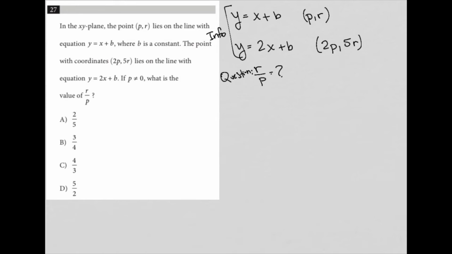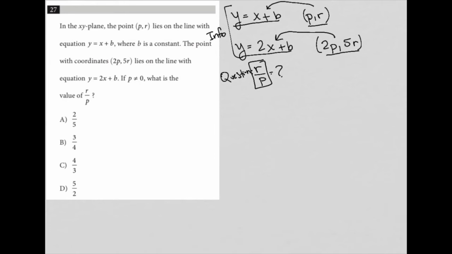So how do we put all this together? Well, first of all, we're given these equations that have variables y, x, and b. And then we're given these points that contain P and R. The question wants us to find something that has a relationship between P and R, right? The ratio of R to P, which means we're going to have to somehow get these into the equations here.